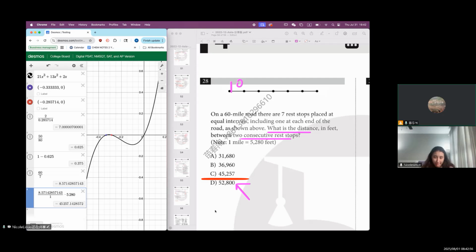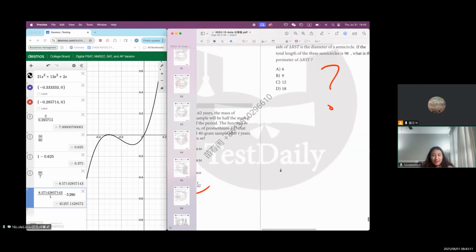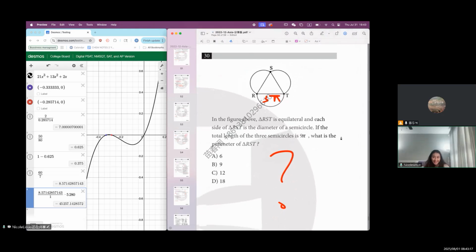Okay. Let's categorize this totally, in 28, 29, 29, I put D. And like 30. Okay. I don't remember how to do it. Yeah, that's 30. I know at one point I didn't know how though. Not anymore. In the figure, RST is equilateral. Each side of this is the diameter of a semicircle.